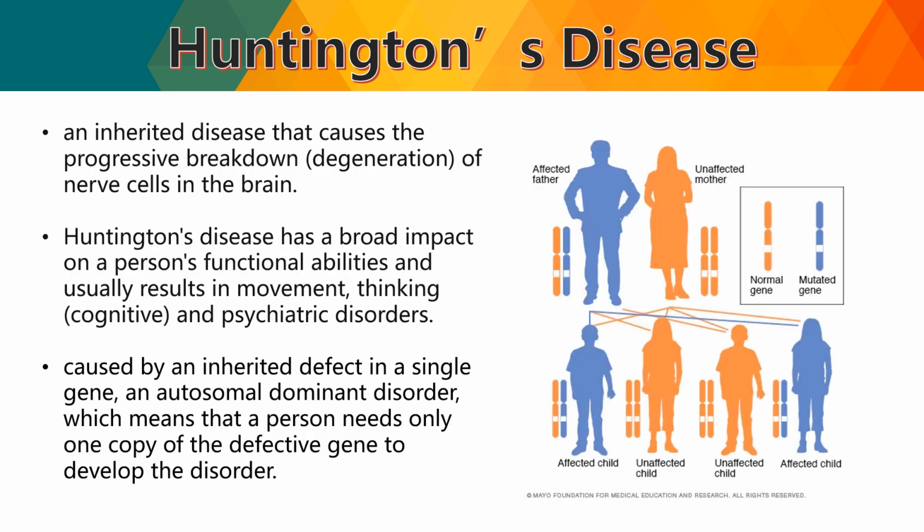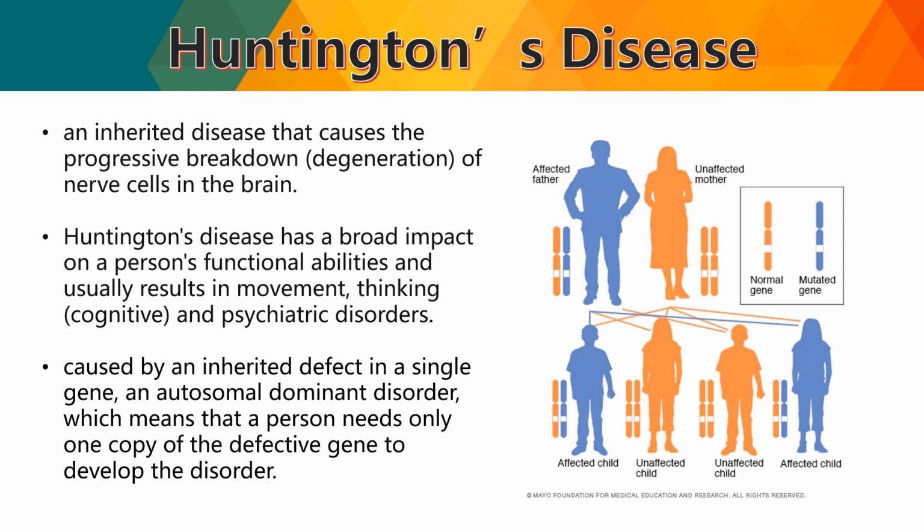So with Huntington's disease, it is an inherited disease that causes the progressive breakdown or degeneration of the nerve cells in the brain. Huntington's disease has a broad impact on a person's functional abilities and usually results in movement, thinking, and psychiatric disorders. And then it is caused by an inherited defect in a single gene, an autosomal dominant disorder, which means that a person needs only one copy of the defective gene to develop the disorder.